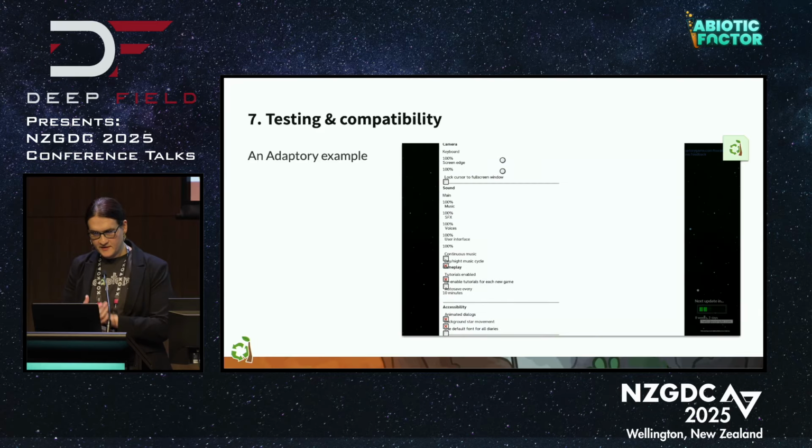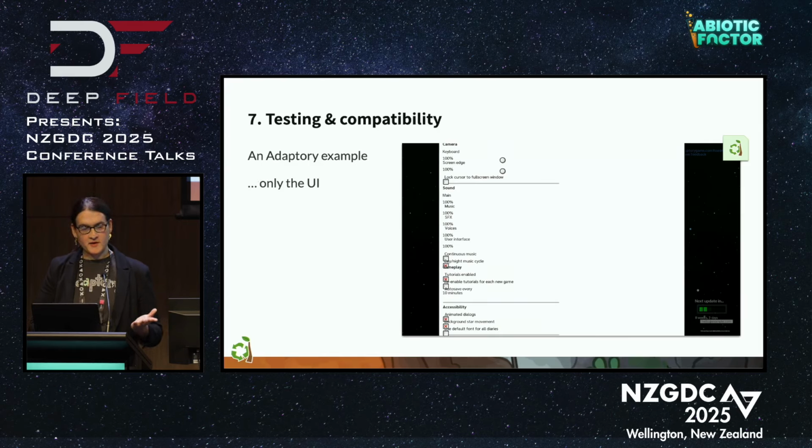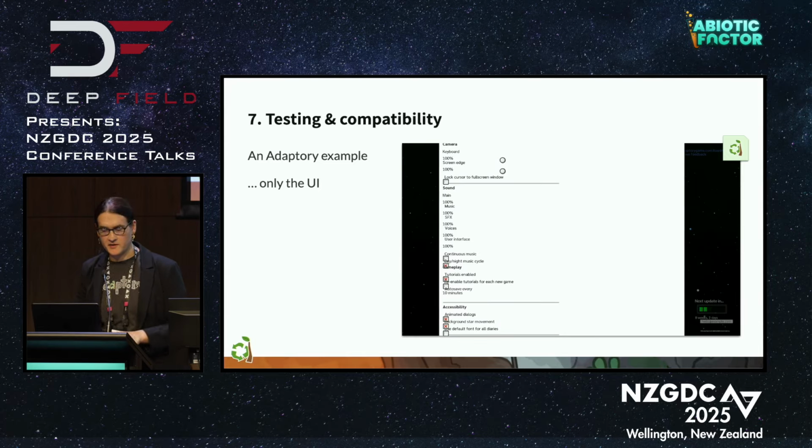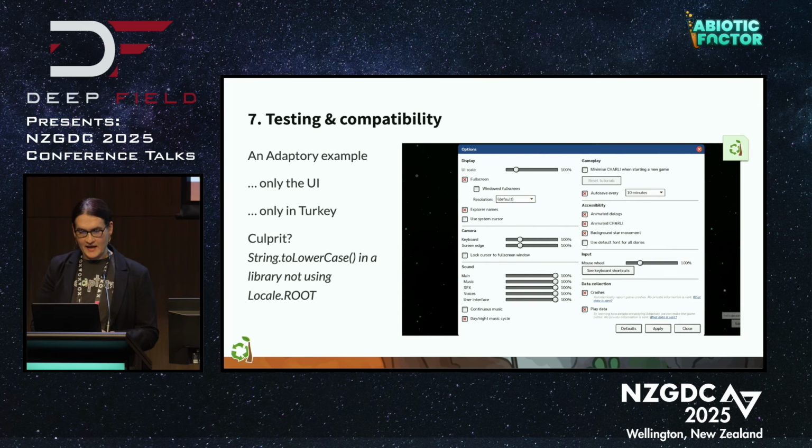So as a bit of fun, here was an example from Adaptera. I had very unusual error reports coming from random places saying that they couldn't play the game. And I got a screenshot, and this is what it looked like. That is not what it's supposed to look like. No idea. So I realized this was only the UI. If they got into the game, it continued to work, so it was something to do with the UI. A bit more debugging, it would only occur if you were in Turkey. And the culprit was that I was not using string.toLowercase with a locale in a library.